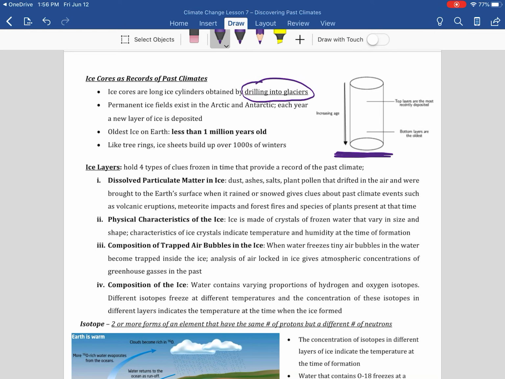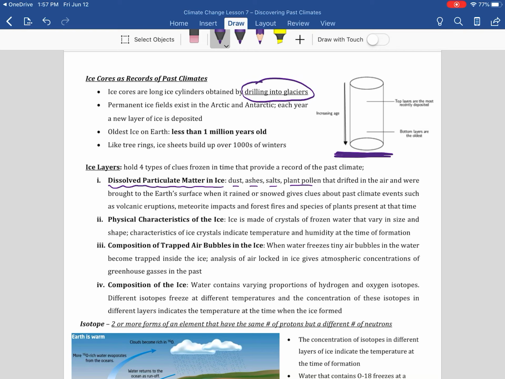Okay, so what you can find out when you drill these ice cores is you can see what's dissolved in the ice. So for instance, stuff from the atmosphere like dust, ash, salt, plant pollen. So all of those things are pretty characteristic. Maybe those plants from that plant pollen no longer exist. Ash sometimes tells us whether there was a volcano.